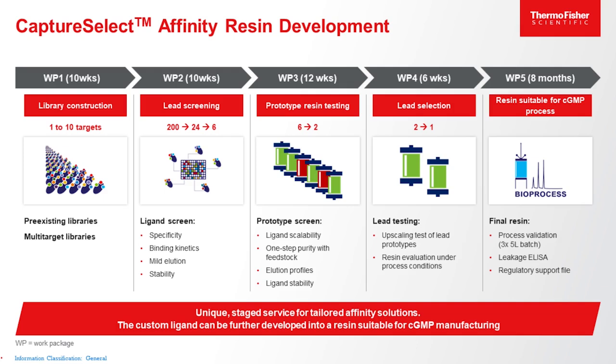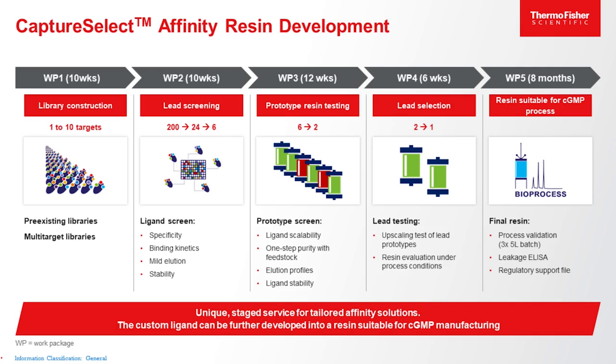We then move on to the lead screening, where we start from 200 or so candidates and reduce the number of candidates down to 6. The criteria for selection is usually specificity, binding kinetics, mild elution, and also the stability of the ligand. Once we have our 6 candidates, we move to prototype resin testing. This is already in the column format, and we screen for the scalability of the ligand, how good the performance is on a one-step purification, the elution profiles, and also the ligand stability.